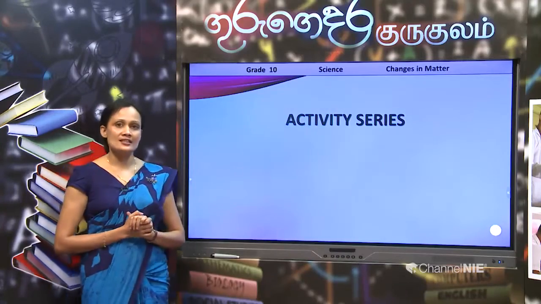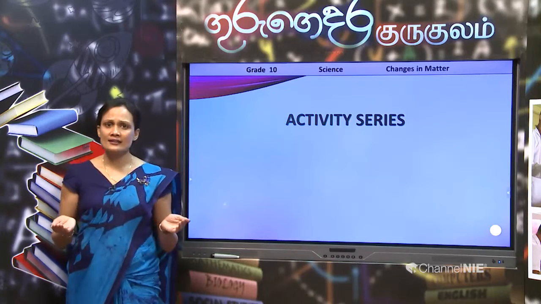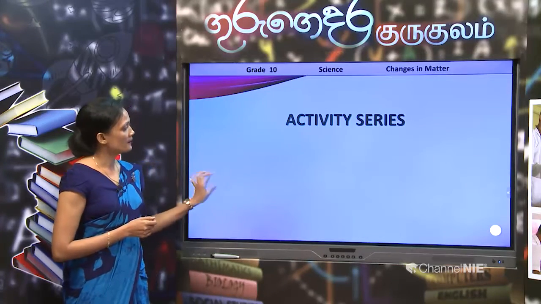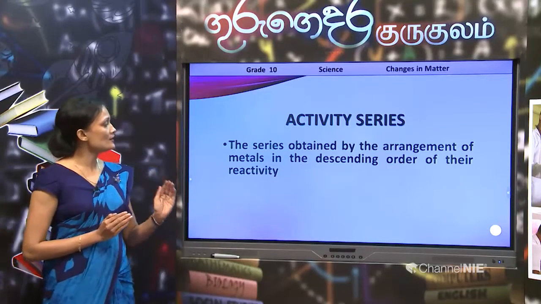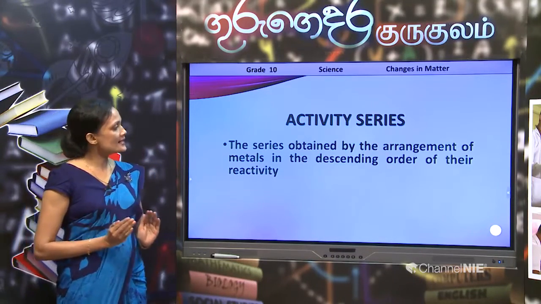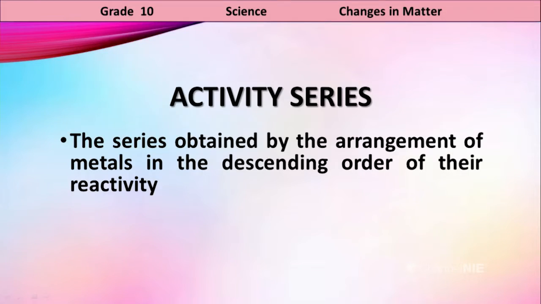In the same manner, the scientists did some experiments relevant to the metals and they arranged the metals in an order and created a series. So that series we consider as the activity series. What is the activity series? The series obtained by arrangement of metals in the descending order of their reactivity.